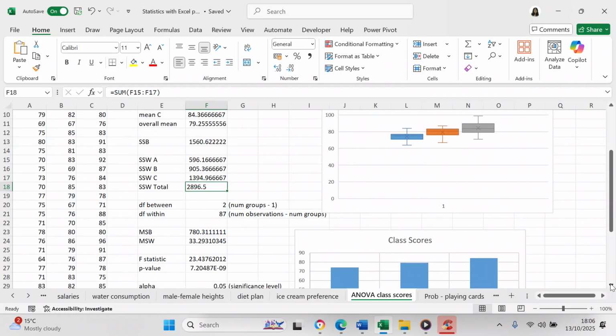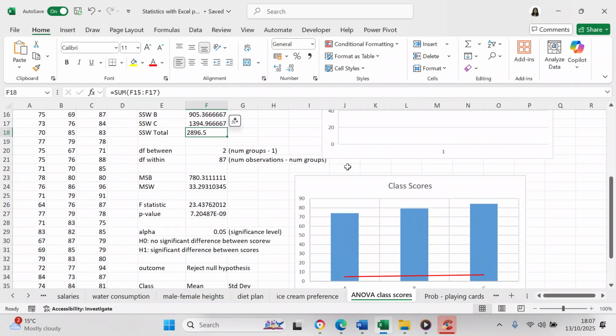So your degree of freedom between is the number of groups minus 1, which is 2. And then your degree of freedom within is you count A8 to A37, which is 90, and then you subtract 3 from that because that's the number of groups. So you subtract 3 groups from that, and that gives you 87.